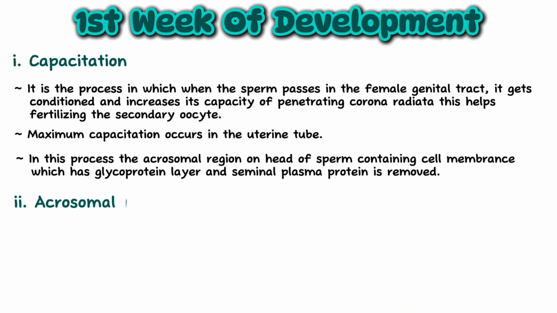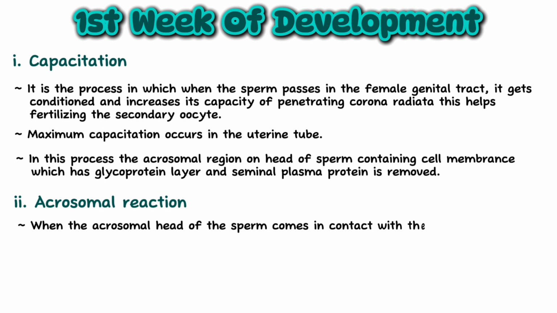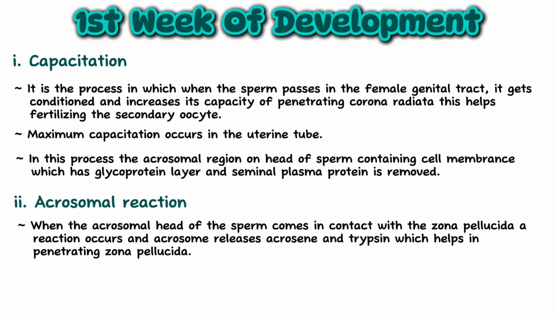Now let's come to the acrosomal reaction. When the acrosomal head of the sperm, or the acrosome part of the head of the sperm, comes in contact with the zona pellucida, a reaction occurs due to which acrosin and trypsin are released, which helps in the penetration of the zona pellucida and fertilization of the ovum.